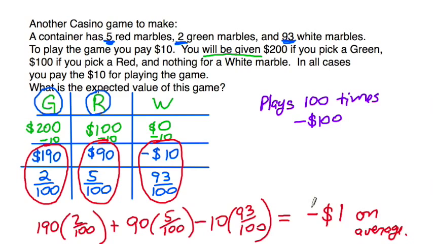And this is how casinos make their money, because they have a lot of people in there, and most people lose, and some people win. But they make a profit no matter if you win or lose, because they win $1 every time someone plays this game.